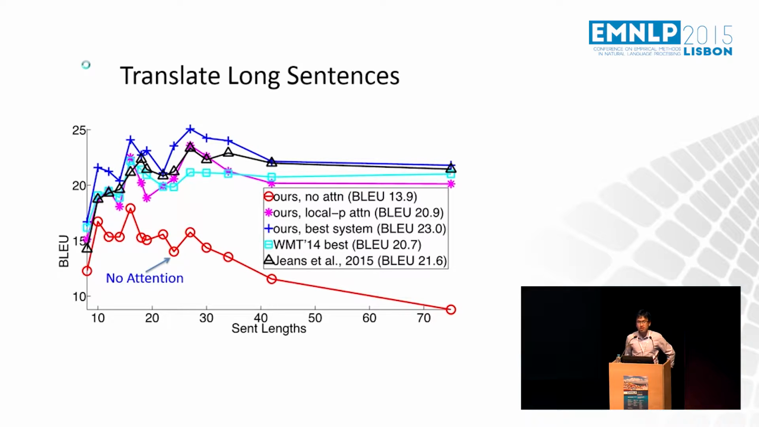So the red curve here is the model without attention, and you can see that it translates poorly as it goes to longer sentences. And with all of these models up here, these attention-based models translate really well for long sentences. And our best system, which is the blue plus curve, is actually better than all other systems over all categories.